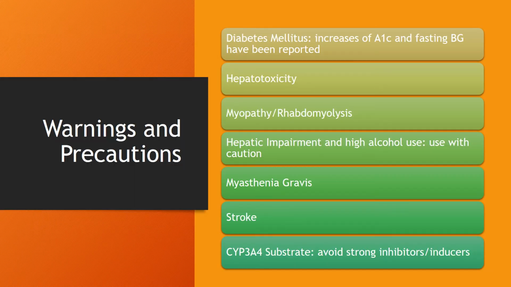Here are some warnings and precautions to use with atorvastatin. Diabetes mellitus: statins can increase levels of A1C as well as fasting blood glucose. Hepatotoxicity, myopathy and rhabdomyolysis, hepatic impairment and high alcohol use, myasthenia gravis, stroke, and this medication is a 3A4 substrate, so we need to avoid using with strong inhibitors or strong inducers.